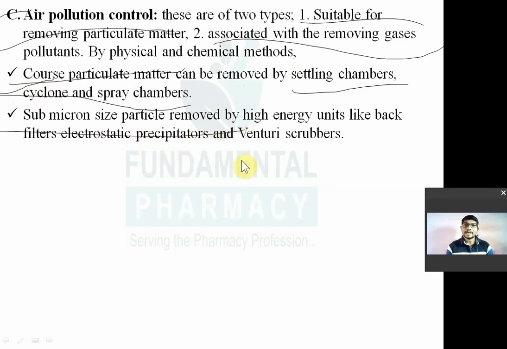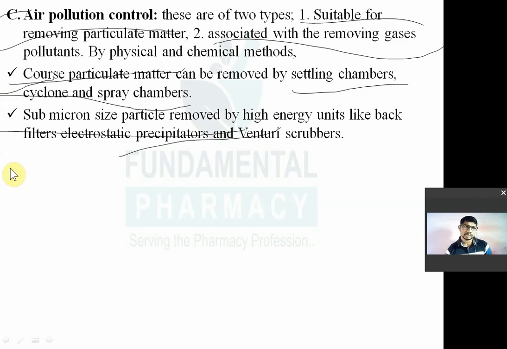Sub-micron size particles are removed by high energy units like filters or electrostatic precipitators. तो ये electrostatic precipitators क्या होता है, देखो वहाँ पे जो चैम्बर है उसमें क्या रहेगा, हाई वोल्टेज करंट रहेगा, and because of that high voltage current, whatever particles are present in the air that gets charged, वो चार्ज हो जाएंगे और जो मेटल है उसके ऊपर जाके वो एड्सॉर्ब होंगे या फिर अटैच होंगे. That's how you can remove the micron size particles by electro precipitation or electrostatic precipitators.